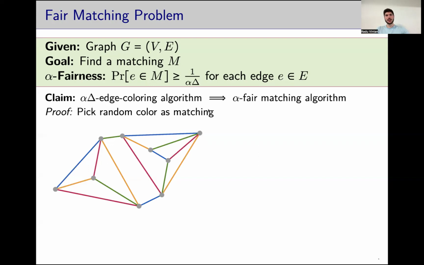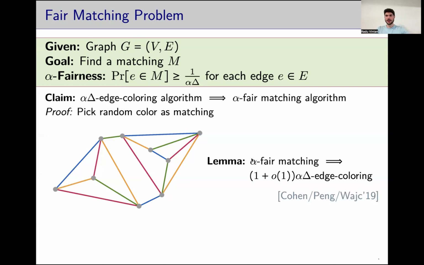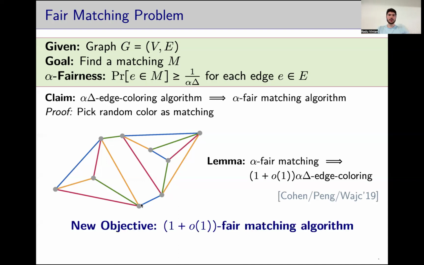So this direction is quite clear, but it has also been proven the other way around, that if one has an alpha fair matching algorithm, then it can be used to obtain a roughly alpha delta edge coloring algorithm with a small loss. And I should mention this lemma uses the fact that delta is super logarithmic. So it only works in the regime where we know we have a chance. And so we will use this reduction, and our new objective is going to be to design an alpha fair matching algorithm where alpha is 1 plus little o of 1. And we know that this suffices.